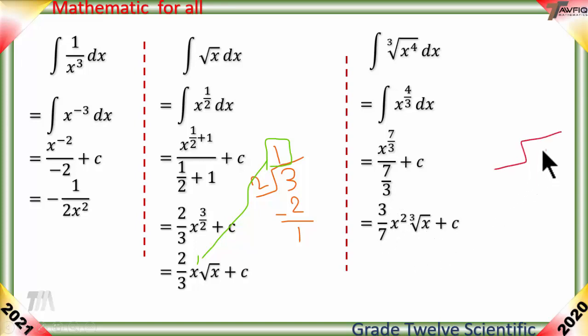We are dividing 7 by 3. 7 by 3 is 2. 2 times 3 is 6. By subtracting, it is 1. So this 2 is the power of x outside the cube root, x squared. That means every time the result is the power of x outside the root.